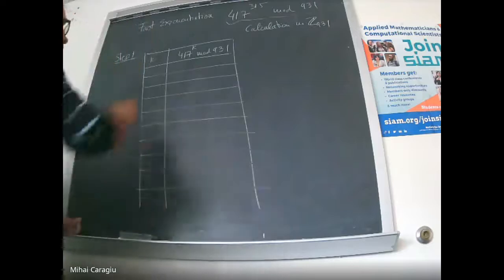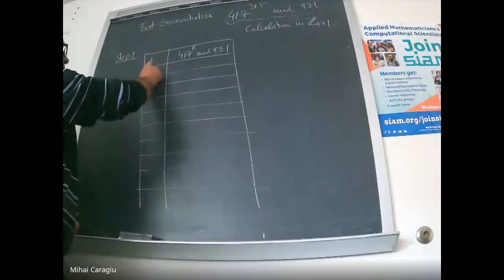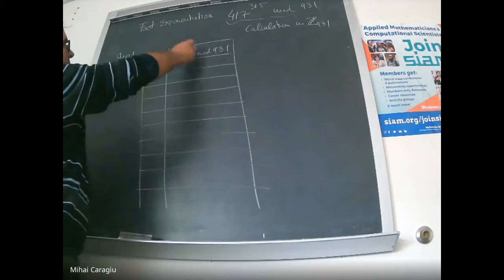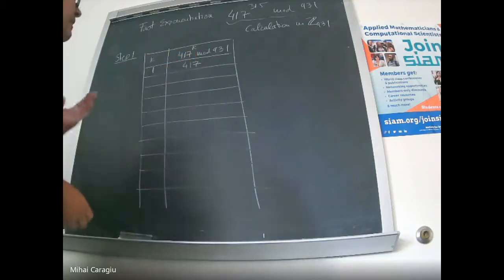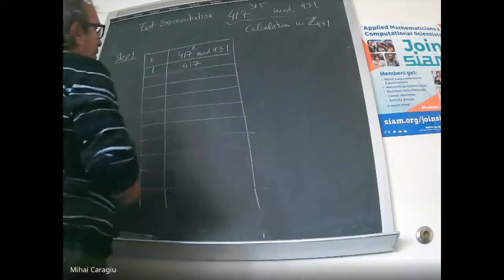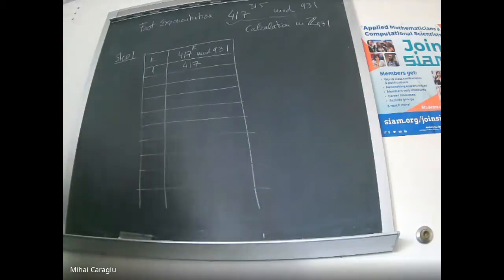Okay, let's see what we get. Let's initialize data entry. If k equals 1, 417 to the power 1 is just 417. So that's the data entry. You just enter the data. Now, how to advance in the algorithm?